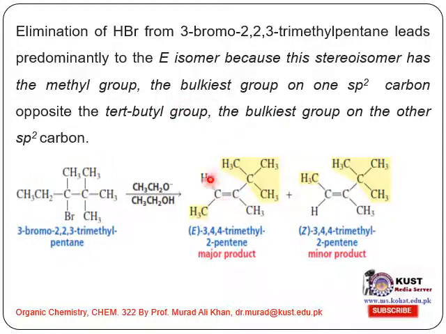If you see the bulkiest group on one sp2 carbon, that is tertiary butyl, and the bulkiest group on the other sp2 carbon, that is methyl, they are opposite to each other. This is more stable as compared to the two bulkiest groups on the same side.